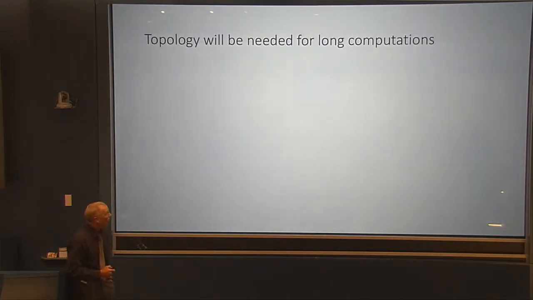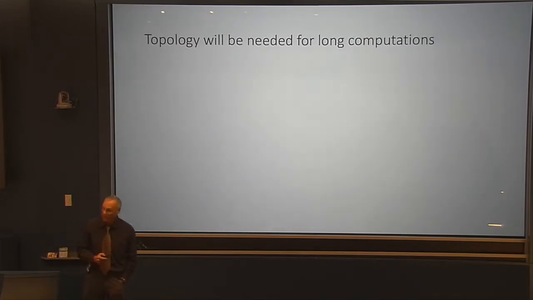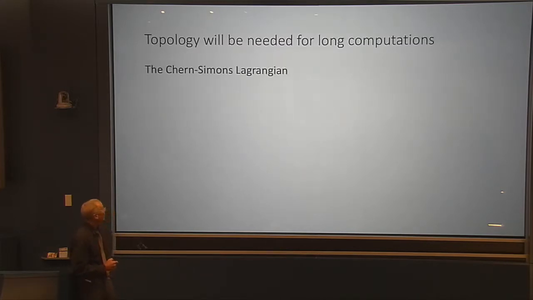Now for long computations, I think it's clear that topology will be needed. I think this is what we're learning at Microsoft by watching our competitors. I think you can go very fast to 50 qubits and do 50 gates on them or something. But if you want to compute for a serious amount of time, you'll need topology to protect information.